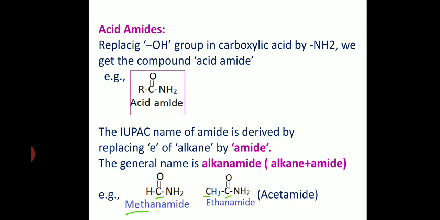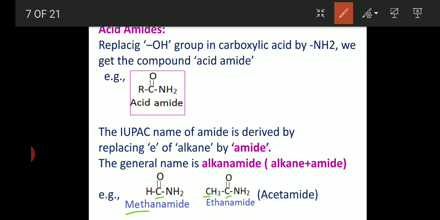Like this, methanamide. The alkane with 1 carbon is methane. In that, we write amide, methanamide. The alkane with 2 carbons is ethane. In that, we write amide, ethanamide. Methanamide and ethanamide are examples of acid amides. Ethanamide is also called acetamide, as it is derived from acetic acid. So, briefly, we shall see how this has come.